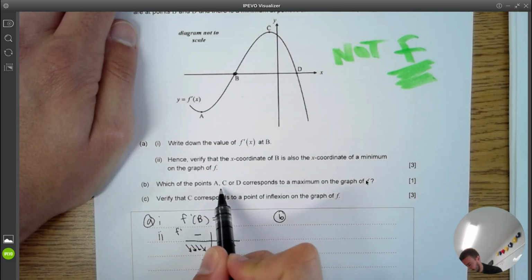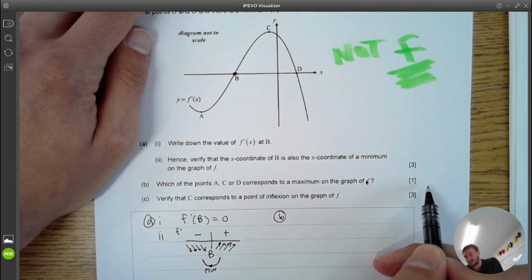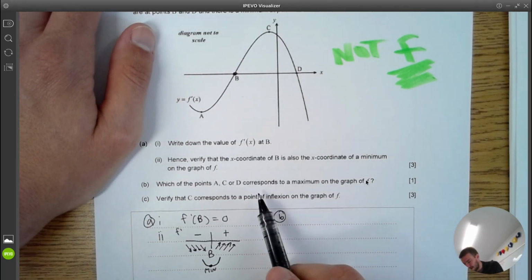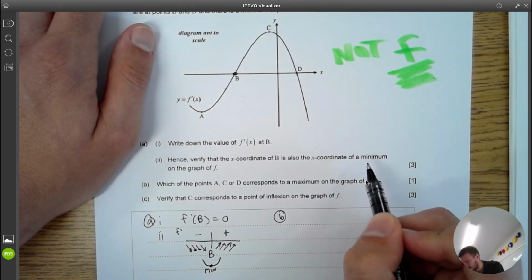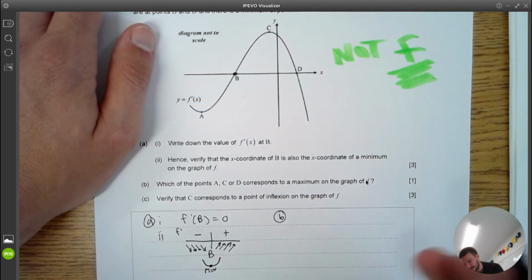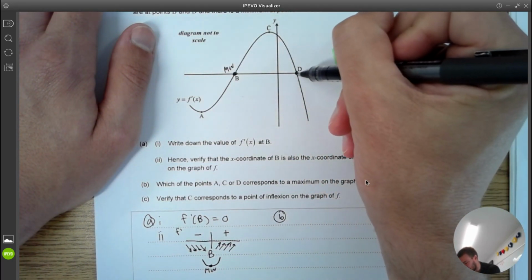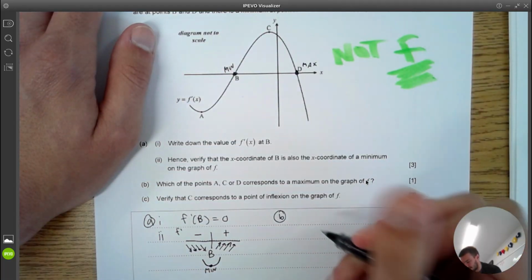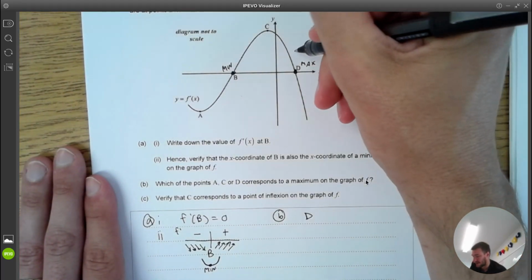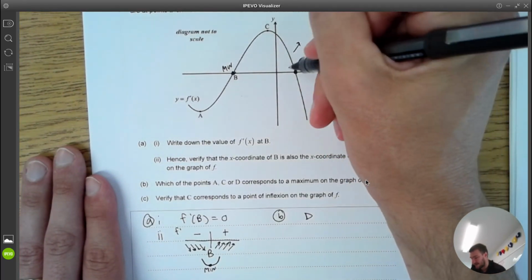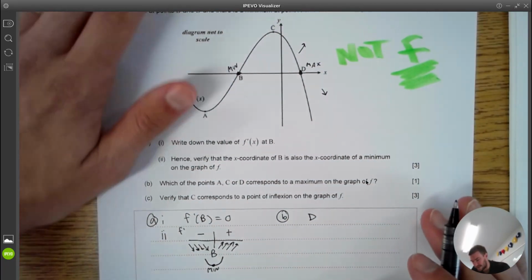Part b, which of the points a, c, or d corresponds to a maximum on the graph of f? This is a 1 mark question, so I think I just need to tell them what the answer is. This should be especially easy because we just found a minimum, and so we can just keep the same pattern. If the minimum is here at an x-intercept, I'm pretty sure that the maximum is also going to have to be here at point d. It's the same thing, it's just opposite. Plus means I'm going up, negative means I'm going down. If you go from up to down, that means you have a maximum there. So I think all I'm going to write is d. That's a 1 mark question.